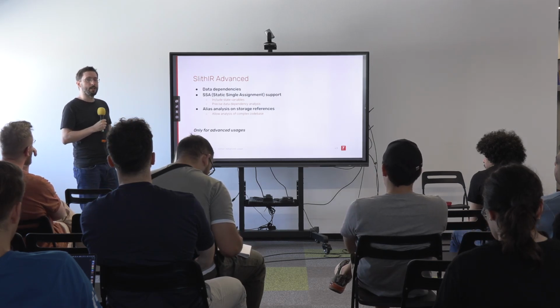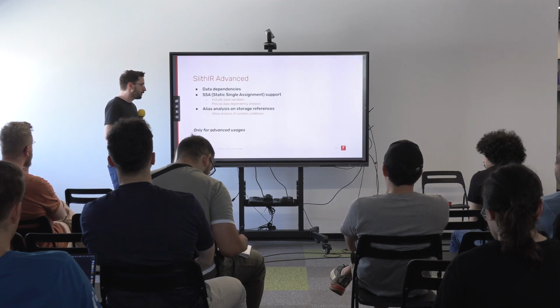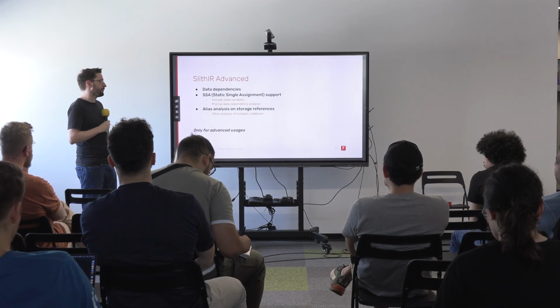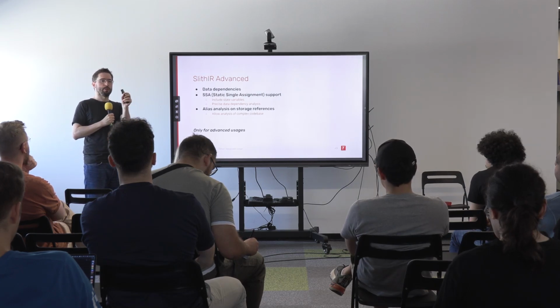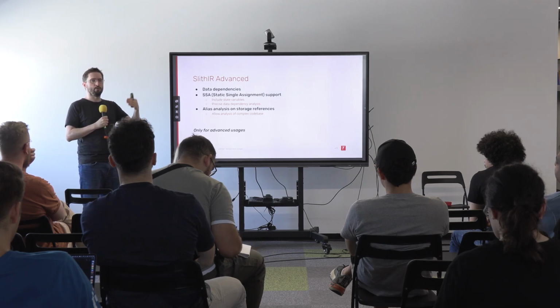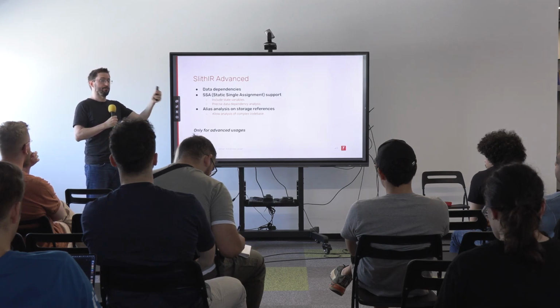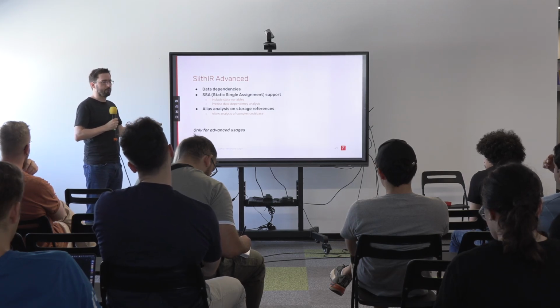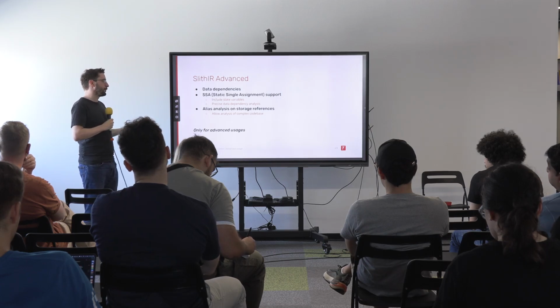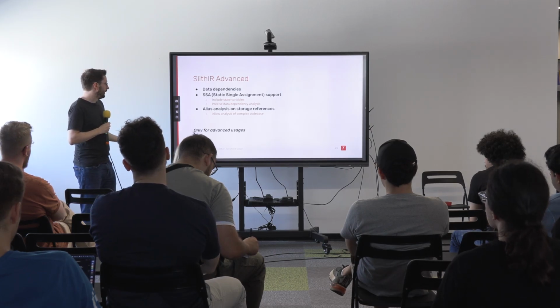We have a second intermediate representation, which is in SSA form. It's a traditional form of static analysis. We do alias analysis on storage references. So if you have a storage pointer, Slither is going to try to recover all the destinations that this storage pointer can point to. Again, only if you are trying to analyze a complex code base. Hopefully, not a lot of people use storage pointers.